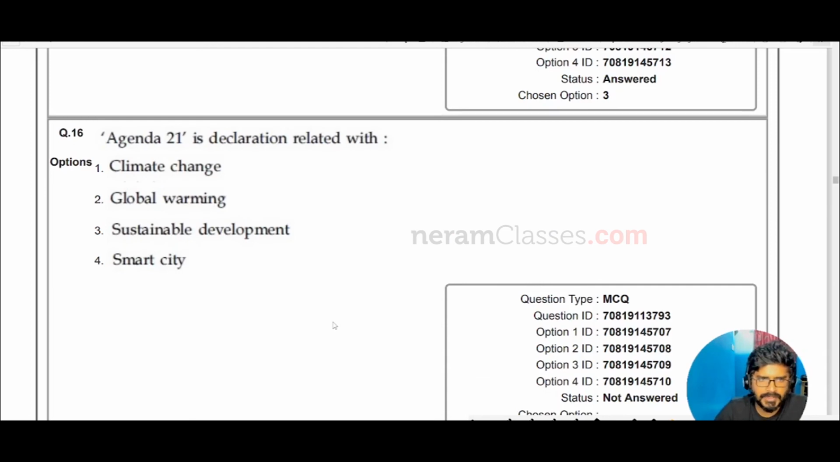So the question number 16 is, Agenda 21 is declared related to which? Agenda 21. So there are four options: climate change, global warming, sustainable development, and smart city. All the four are related to architecture, so it's difficult to guess the answer. If you have some general knowledge about what's going on daily in the architecture field and other things which are related to climate and buildings, you could have answered this question. I'll show you what is the answer for this.